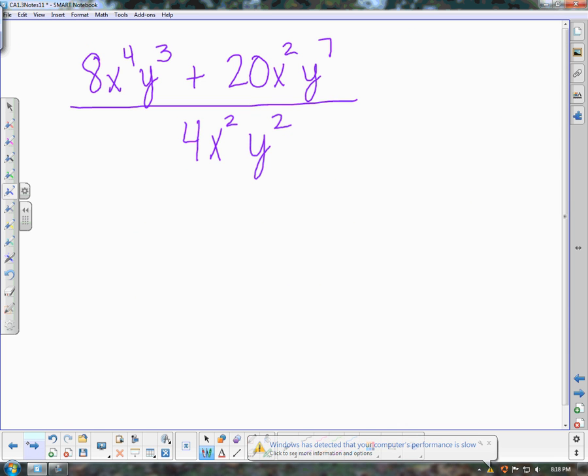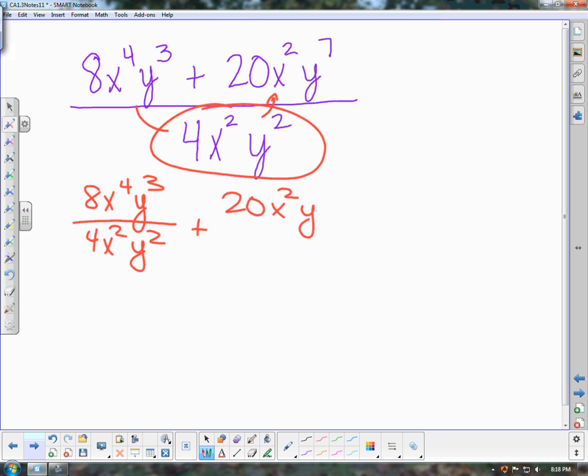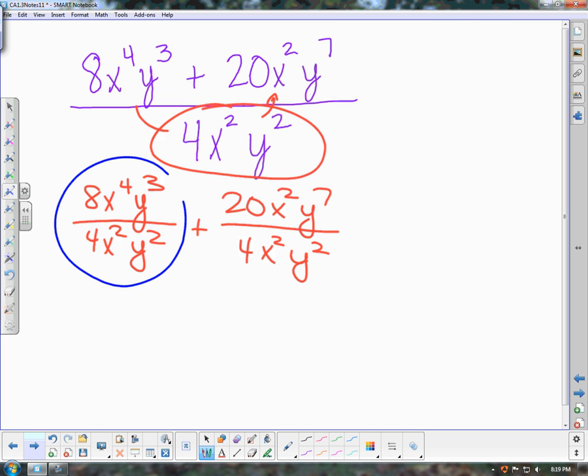Now then, the last thing you're going to end up having to do is simplify some things like these. So first off, that has to be used as the denominator under both of these two things. So 8x to the fourth y cubed over 4x squared y squared plus 20x squared y to the seventh over 4x squared y squared. And so now we can simplify just this part.